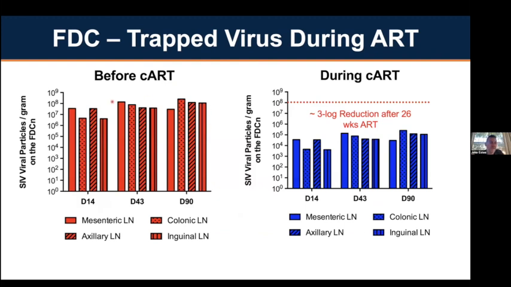But if you take this quantity that we see prior to antiretroviral therapy and you apply a 3 log reduction to it, and then you make these quantitative estimates, you still are left with another large daunting number of approximately 10 to the 7th viral particles that are trapped or potentially trapped on FDCs during long-term progressive therapy.